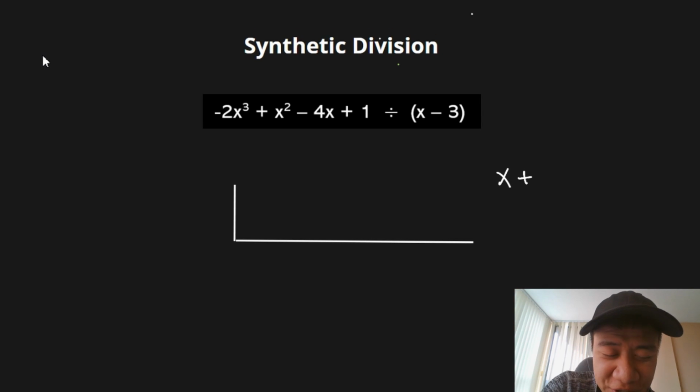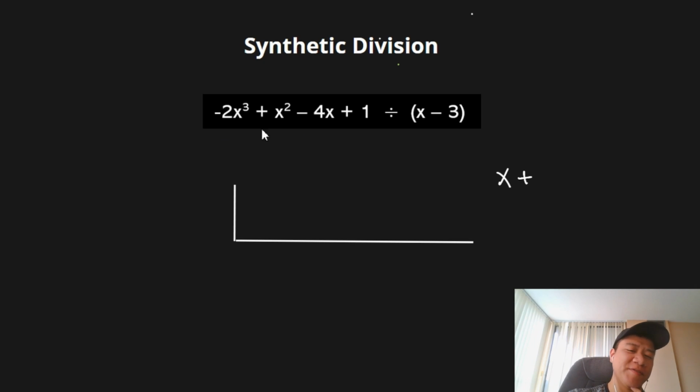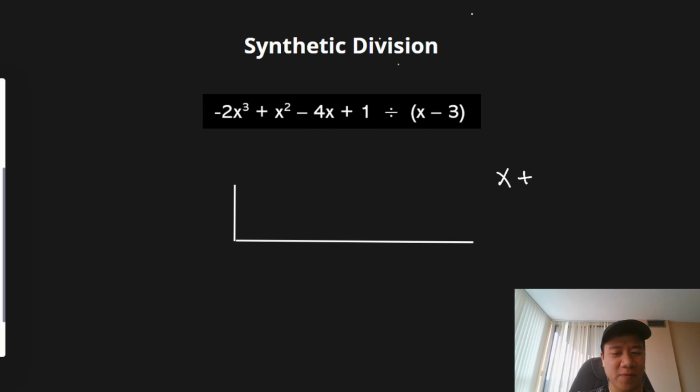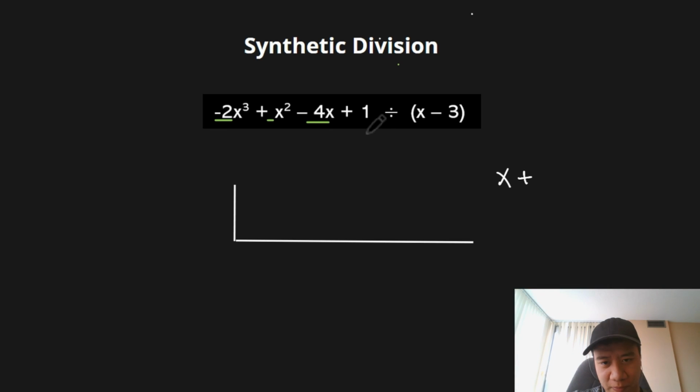So I'm going to show you how we can do long division for polynomials. We got our normal polynomial here, negative 2x cubed plus x squared minus 4x plus 1, and we're going to divide this by x minus 3. So the way we set this up is we're going to take all of these guys, the numbers in front of our terms, and we're going to put it on the top row over here.